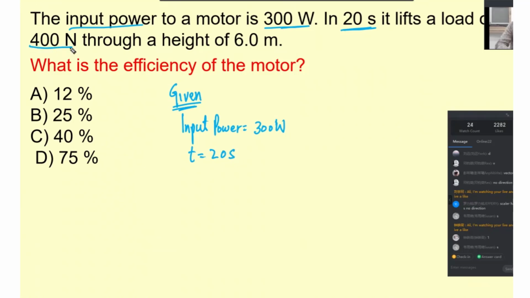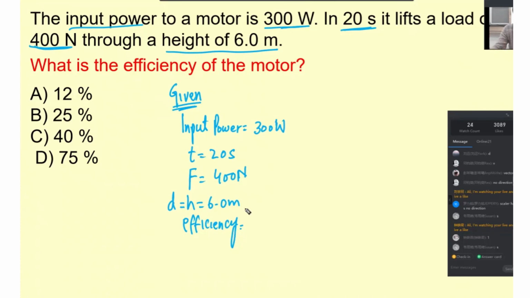And the force, the weight, is given. So this is force, and this is equal to 400 newtons. Height is also given. This is equal to 6.0 meters. We need to find out efficiency. So height, simply this is equal to distance. We can write down distance. So we need to calculate efficiency.